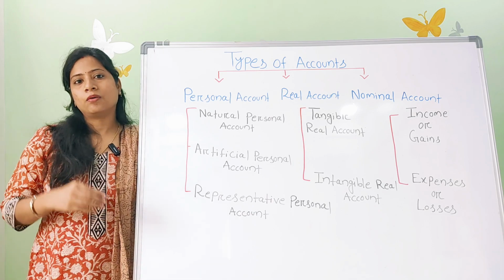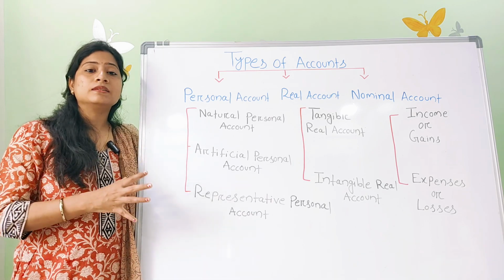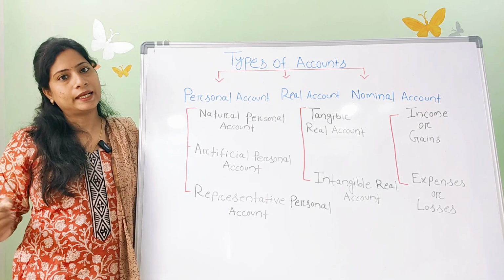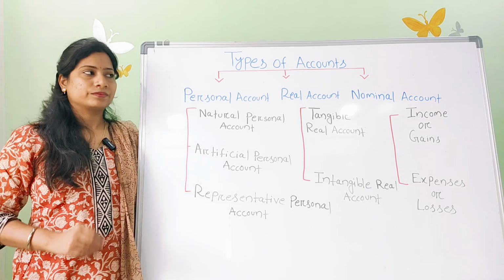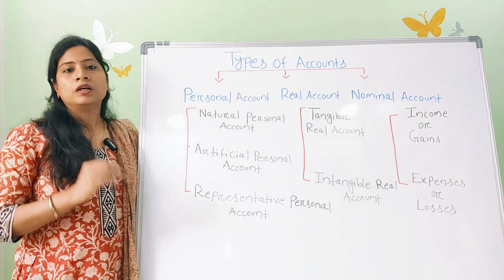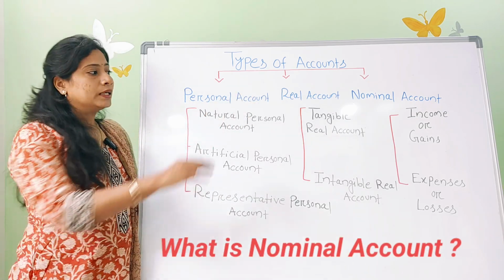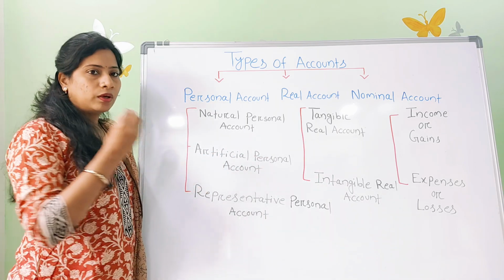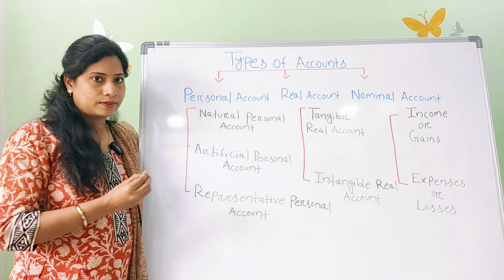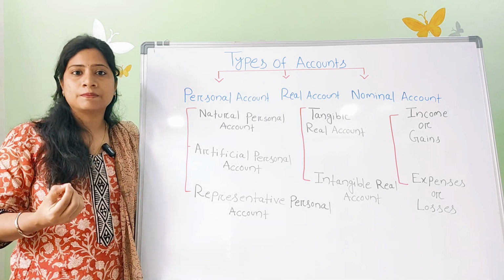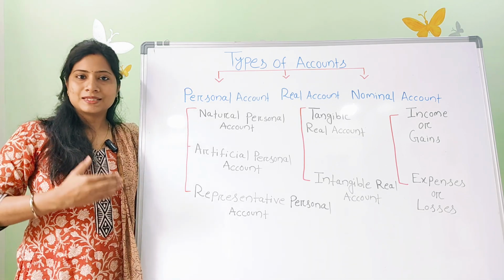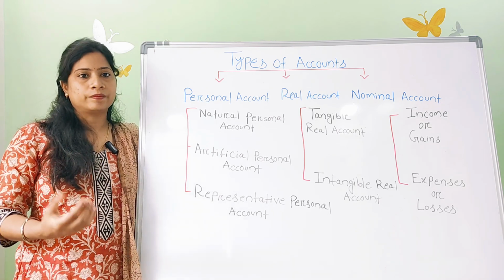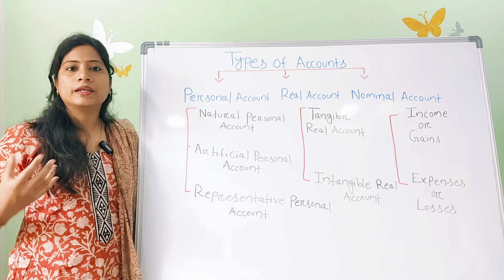In simple way, we can say that closing balance of the previous accounting year becomes opening balance of the current accounting year. Next one is nominal account. Nominal account represents all the incomes or gains and expenses or losses. We already learned what are the incomes or gains. For example, interest received, commission received, discount received, rent received, or profit on sale of furniture. These are the examples of income or gains.